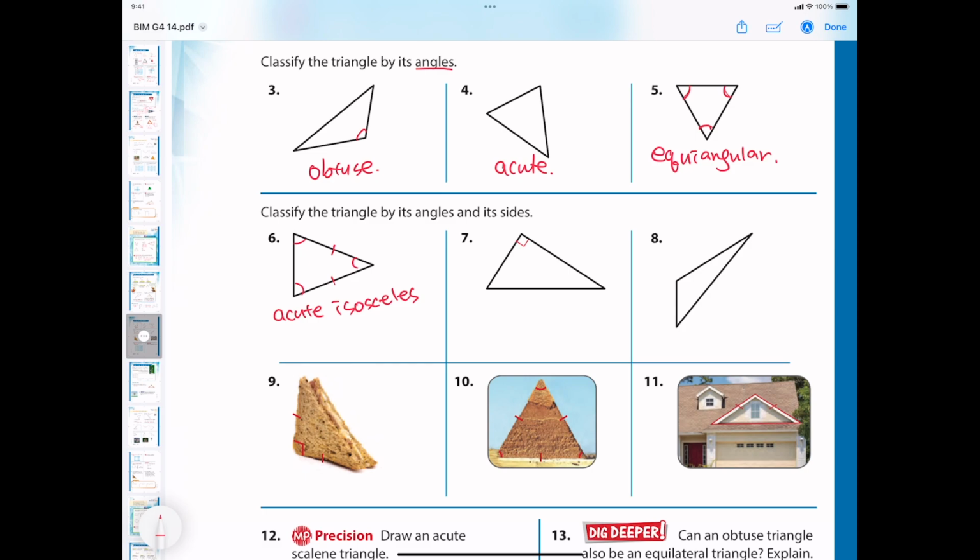Number 7, this is a right angle, and none of the sides are equal. That means what? Scalene. Right, scalene triangle. And this is what? Obtuse angle here, and none of the sides are equal. So obtuse scalene.